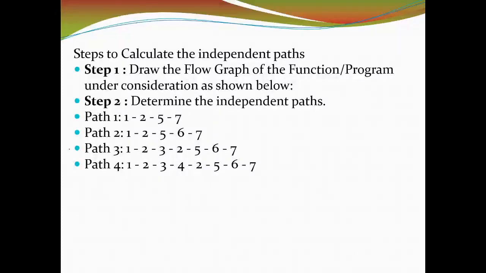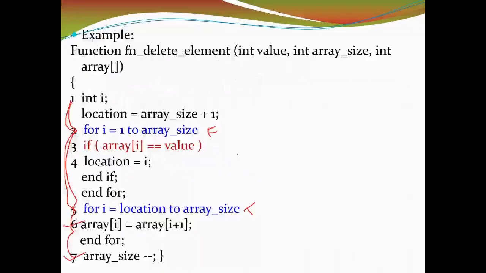So the third path we'll see is 1 to 2, 2 to 3, and from 3 again it is going to go to statement 2. That means it is going to return back to the loop, and then it is going to test again 2 to 5, 5 to 6 and 6 to 7. That is, you can see.